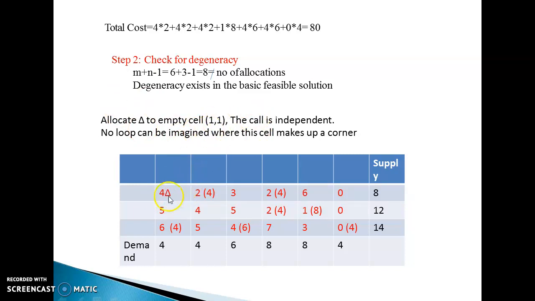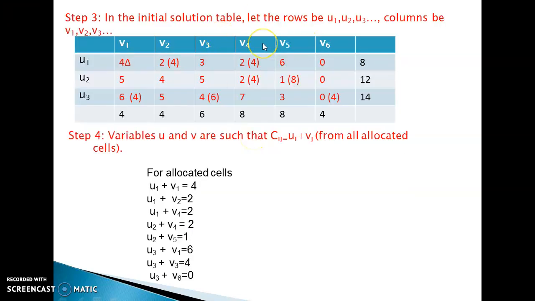Now here I have allotted with delta. Now my allocations are 3 plus 2, 5, 5 plus 3, 8. So that means it is equal to m plus n minus 1. So I can proceed with the next step.